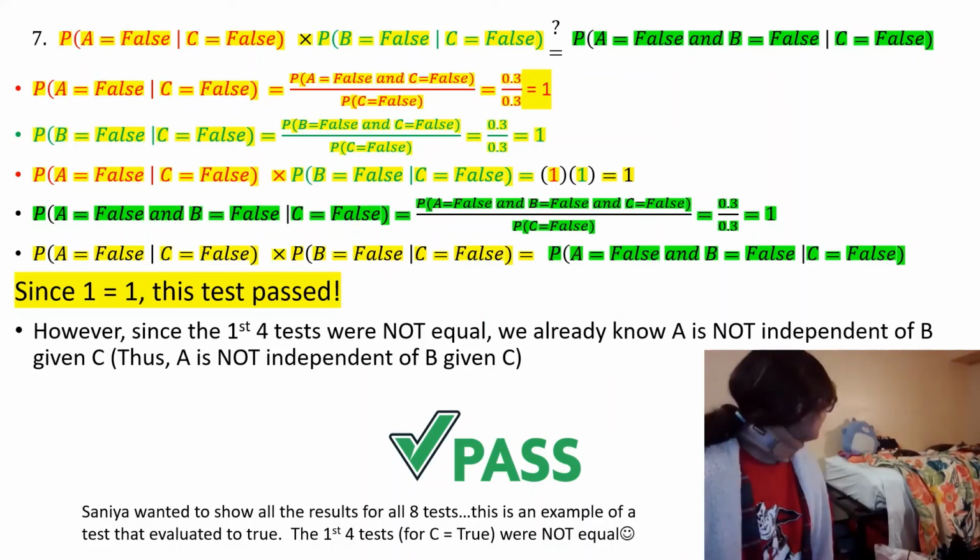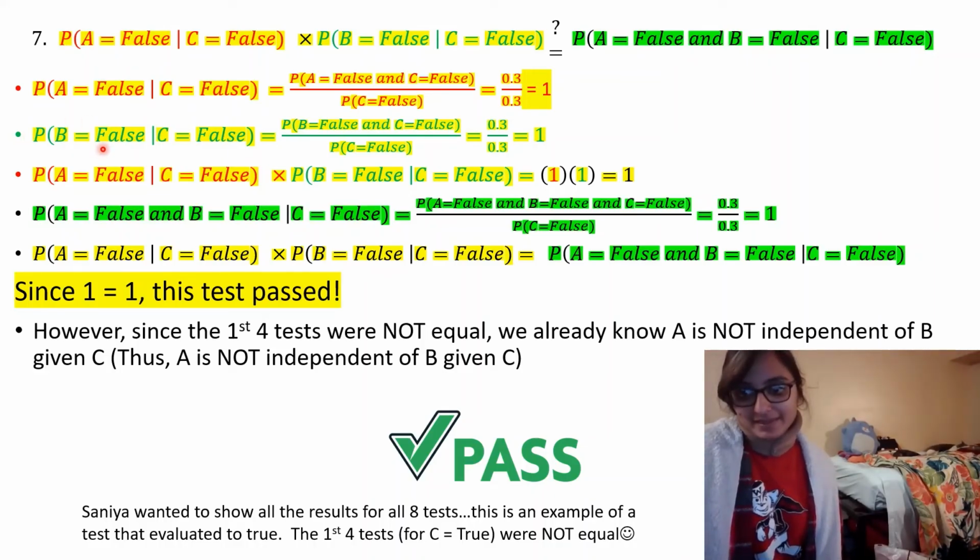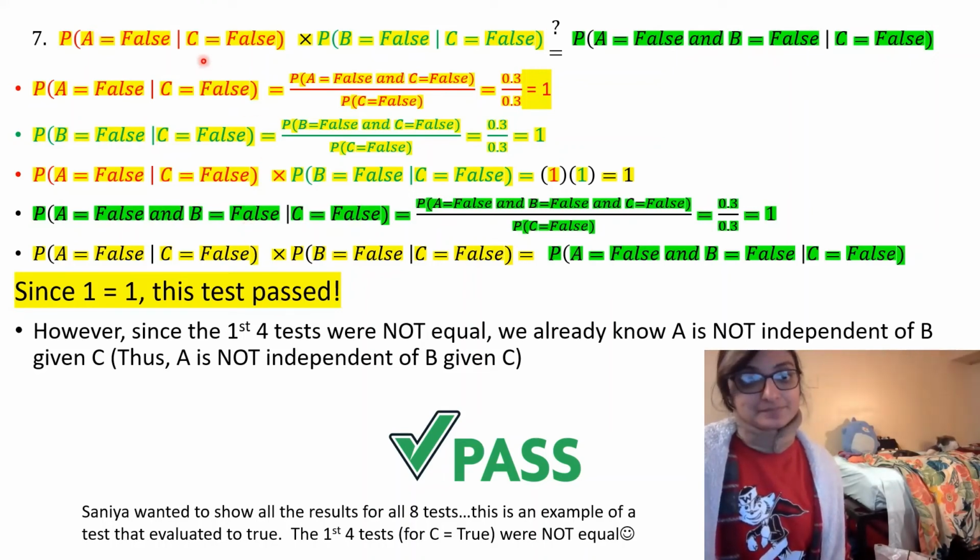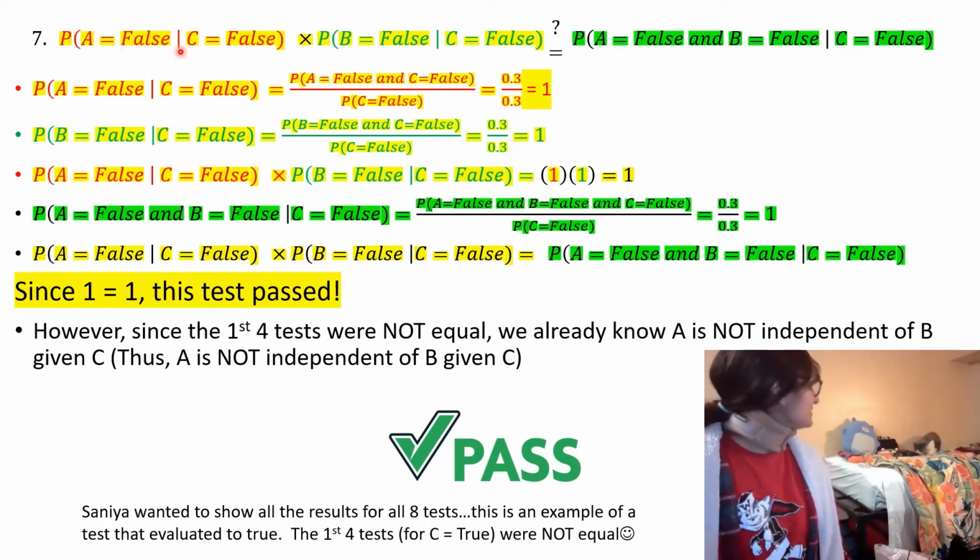What we're going to see here is the probability that A is false, given that C is false.